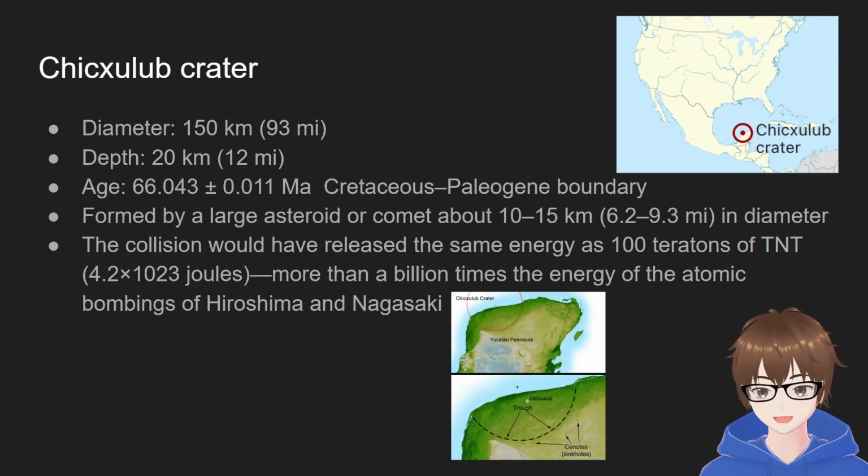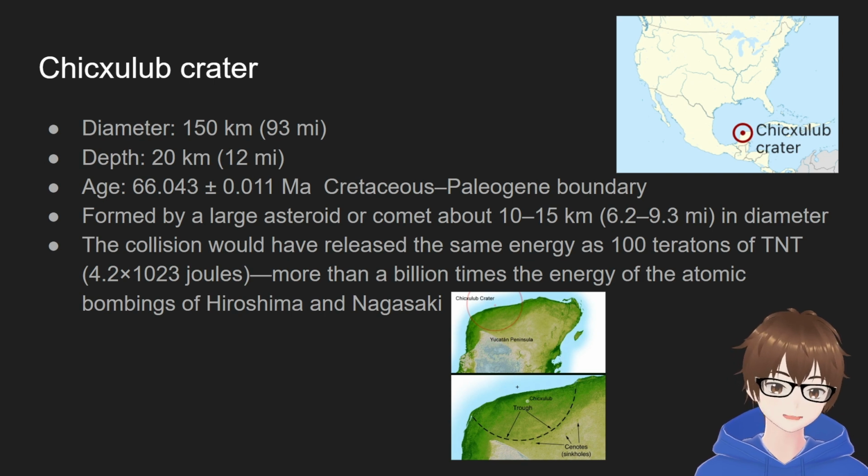So the Chicxulub crater, here I have a map of where it was. So it's over on the Yucatan Peninsula, and the diameter of it was 150 kilometers or 93 miles. The depth was 20 kilometers or 12 miles, and the age of it, or when it happened, was about 66 million years ago during the Cretaceous Paleogene boundary.